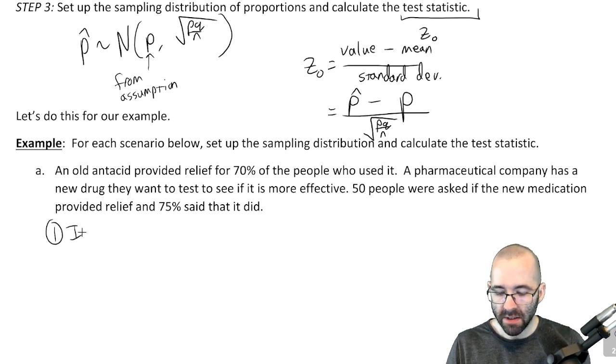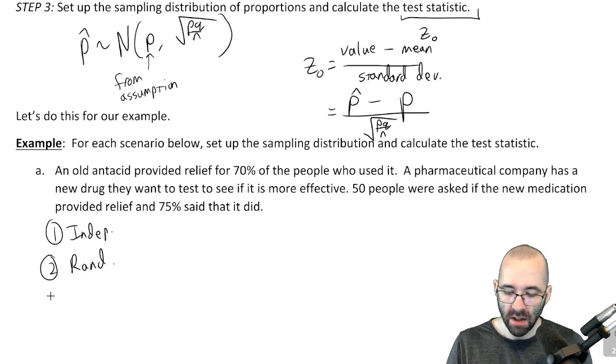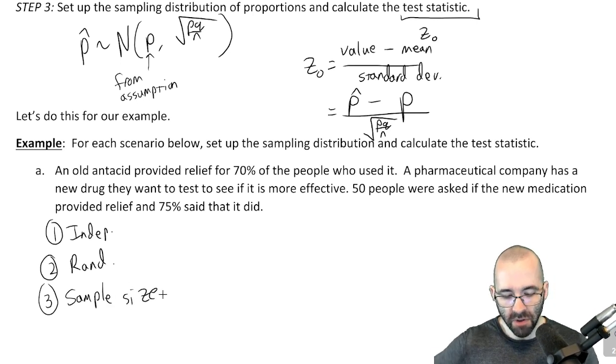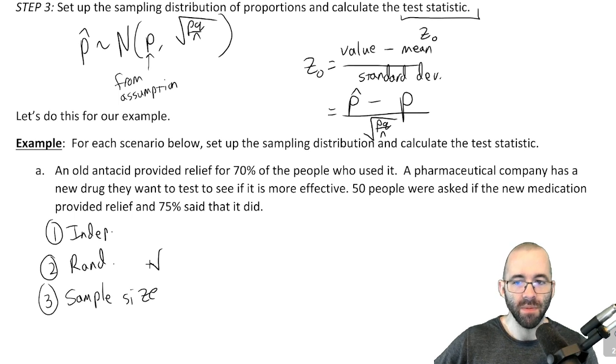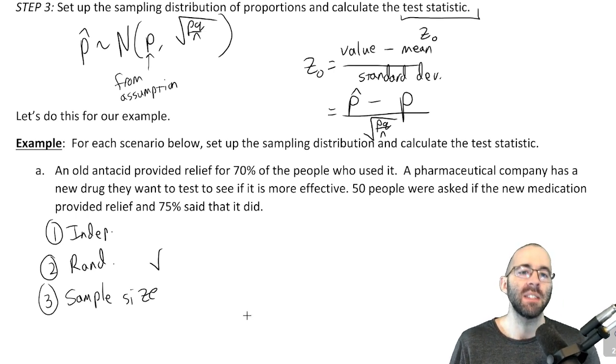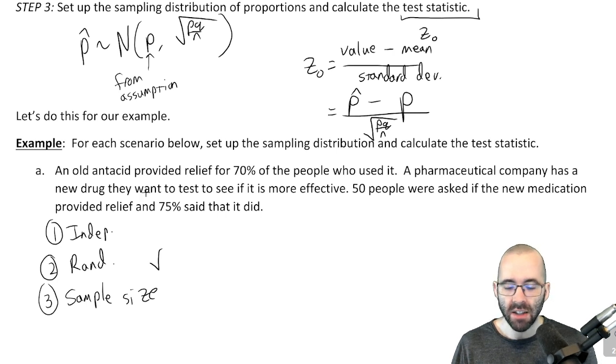So we need independence, we need randomization, and we need sample size. So 50 people were asked if the new medication provided relief. Let's just assume, you can't always know these. You can always ask for clarification, but let's assume that these 50 people were randomly selected. All right. The 10% condition will give us independence.